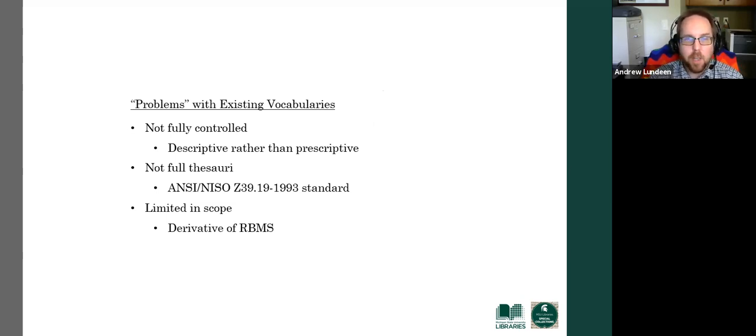And by that, I mean that they're more like dictionaries or glossaries that allow for potentially conflicting usages. That is, they're merely descriptive rather than prescriptive in the manner of an authority file. Or they're not really fully fledged thesauri with explanatory scope notes, relationships between terms, or support for synonyms or variant terminology. Or they are somewhat limited in their scope. And this is often because many of them are ultimately derived from a single source, the RBMS thesaurus. And the RBMS vocabulary, while it is more or less a fully fledged thesaurus, was designed for a different purpose than our thesaurus. It was designed to support rare book cataloging, specifically in MARC.